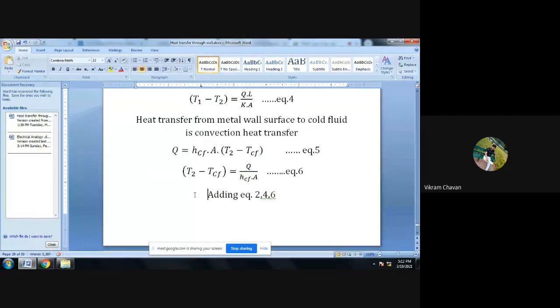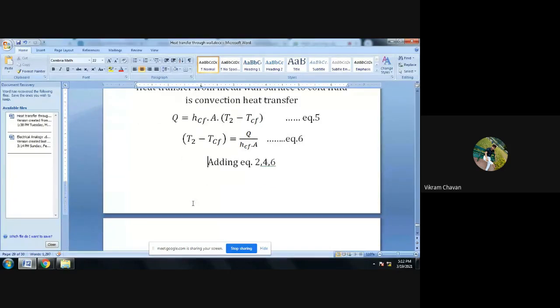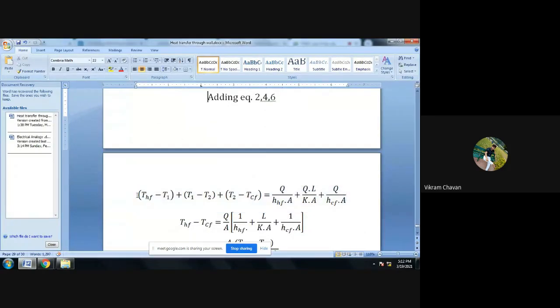Now adding equations 2, 4, 6. Write down adding equations 2, 4, 6. So do the addition, temperature terms on the left-hand side and the right-hand side terms addition on the right-hand side.